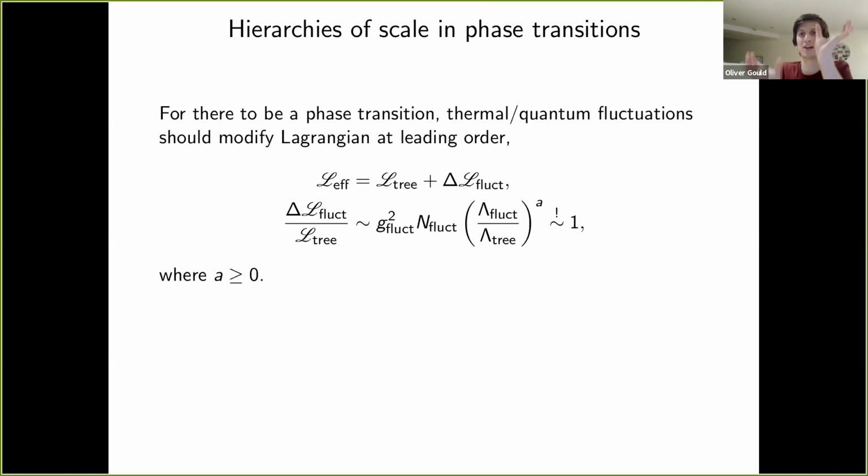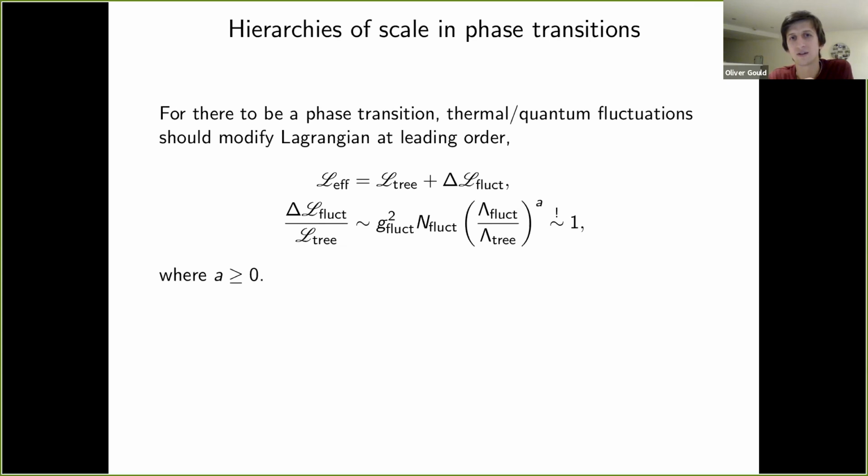And for them to change the phase structure, there has to be some kind of order one or leading order correction. So you think of your effective Lagrangian as being your tree Lagrangian plus fluctuations. The ratio of those two is generally of this form, because these are loop fluctuations necessarily. There are some coupling constants out front. If you have a bunch of different degrees of freedom, there's some n for the number of degrees of freedom. And then there's a ratio of scales to some power. And that power is positive because the Lagrangian has positive mass dimension. So if we're going to have a modification at leading order, this thing should be 1, but it's suppressed by couplings. g is small.